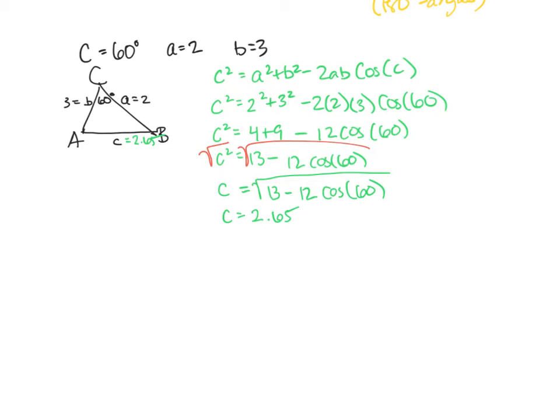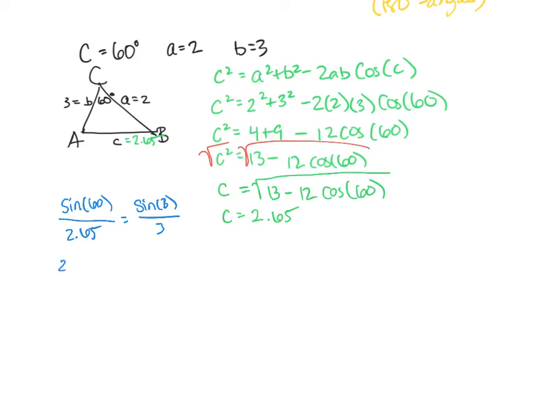But now that we've found our side length and done our first step of law of cosines, we can use law of sines. So let's solve for angle B. Let's have sine of 60 divided by 2.65 is equal to sine of B divided by 3. And we'll just solve for law of sines like normal.